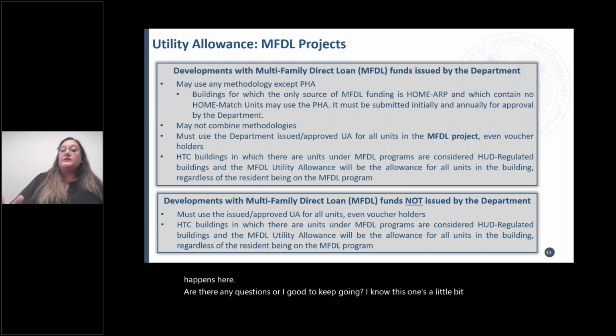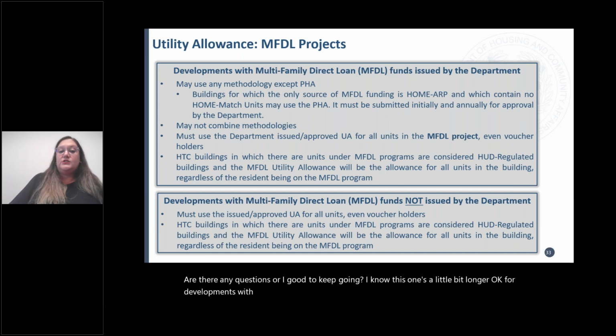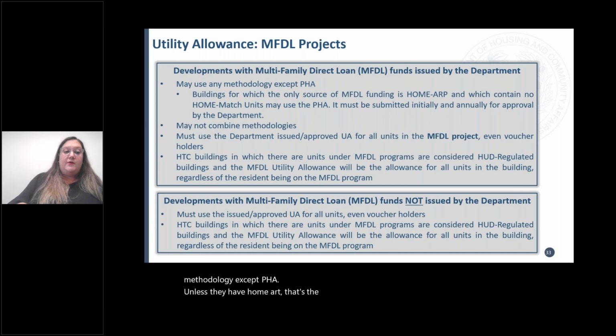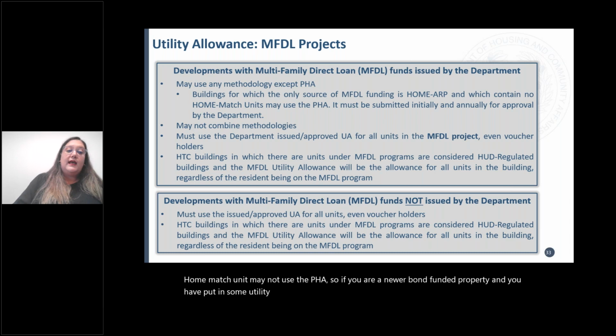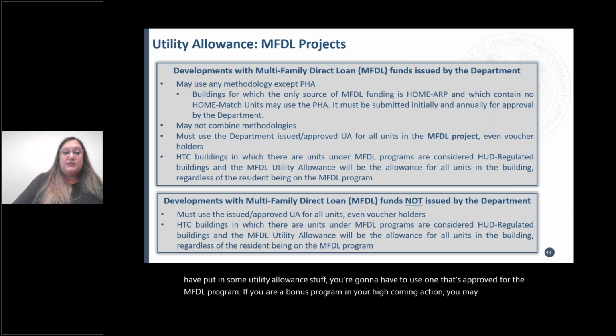Okay. So developments with multifamily direct loan funds issued by the department may use any methodology except PHA, unless they have HOME ARP. That's the only one that can use PHA right now. HOME match units may not use the PHA. So if you are a newer bond funded property and you have put in some utility allowance stuff, you're going to have to use one that's approved for the MFDL program if you are a bond program that now has HOME match units. You may not combine methodologies.